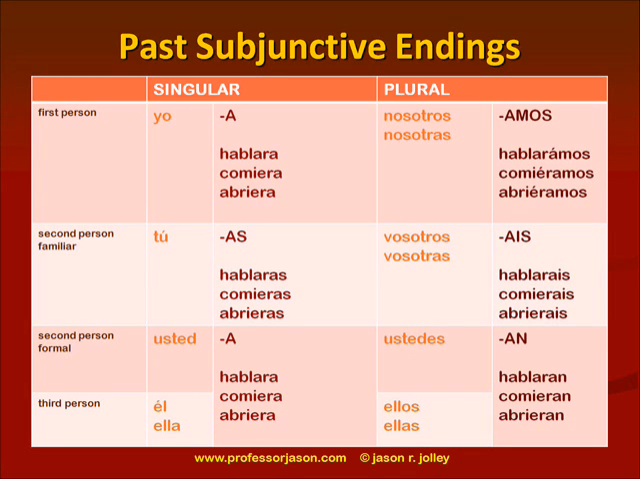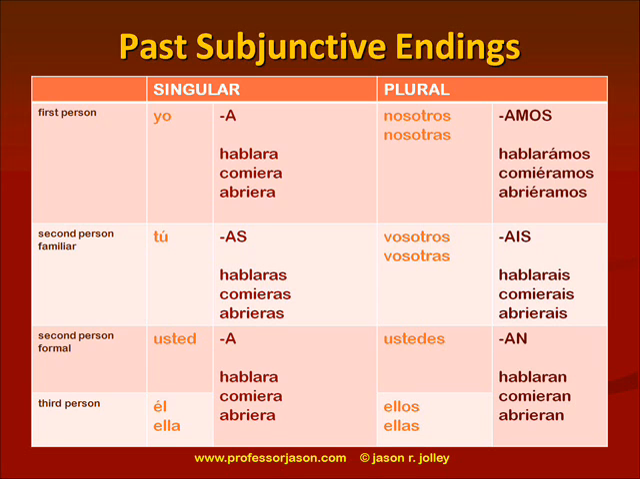So on this slide, you can see that to the first person singular, yo, you would add the ending a. So we've taken off the ON from hablaron, and we're going to add a. Hablara or comiera, abriera, okay? For the second person familiar, the tú form, the ending is as. That would give us, once we've taken off the ON from hablaron, comieron, abrieron, etc., we're going to get hablaras, comieras, abrieras. For the second person formal, usted, or the third person forms, él, ella, Juan, José, Ana, etc., we're back to adding a. Hablara, comiera, abriera.